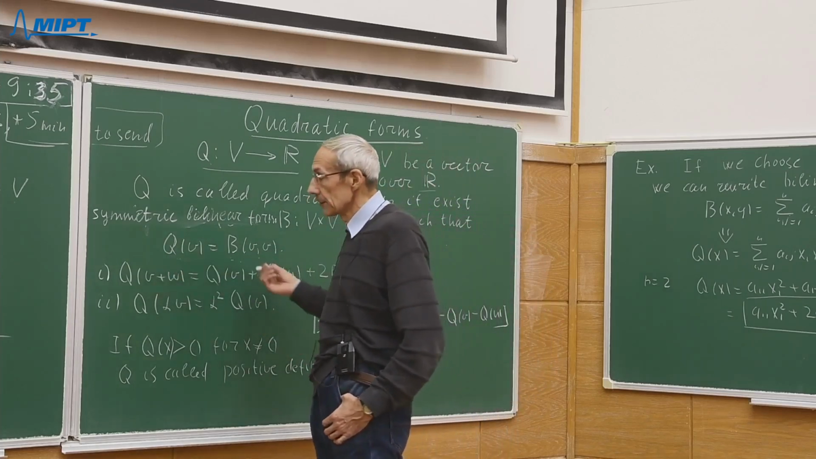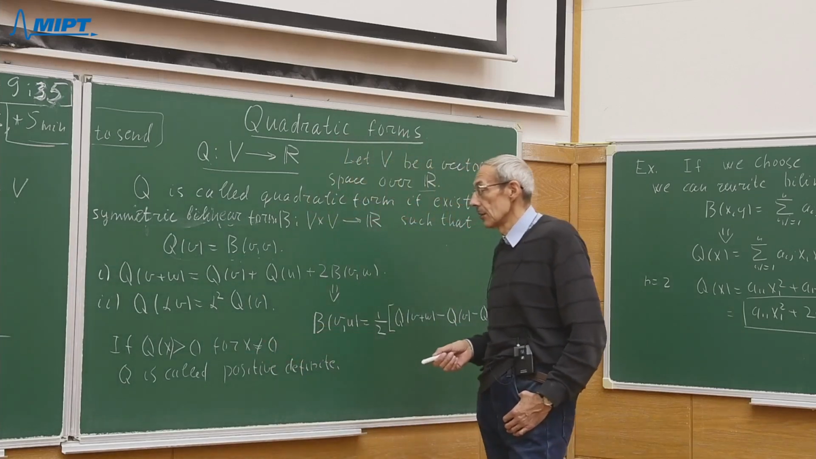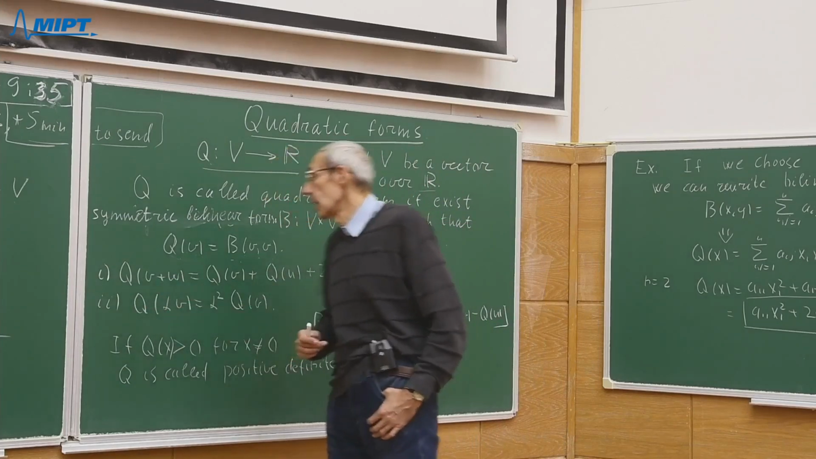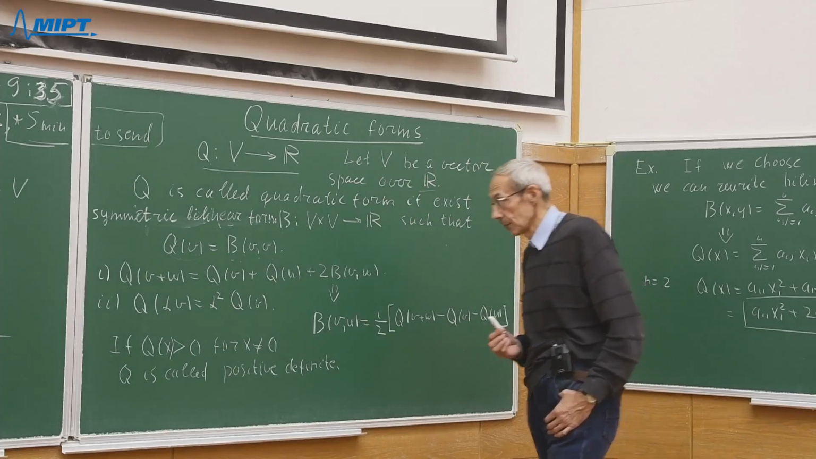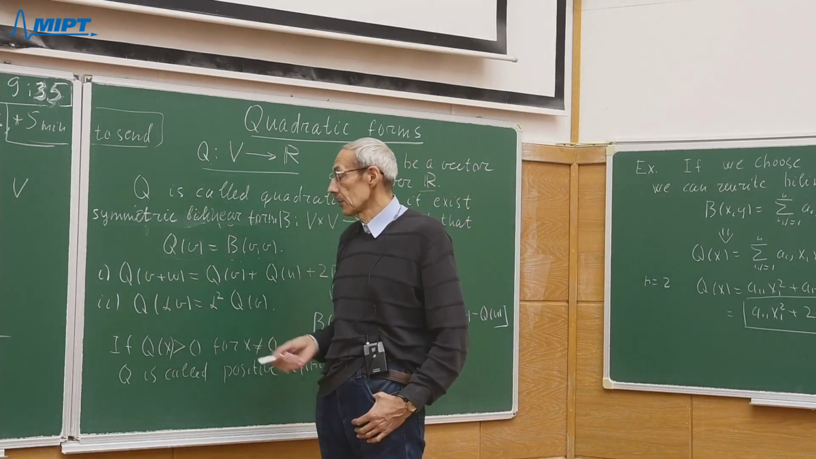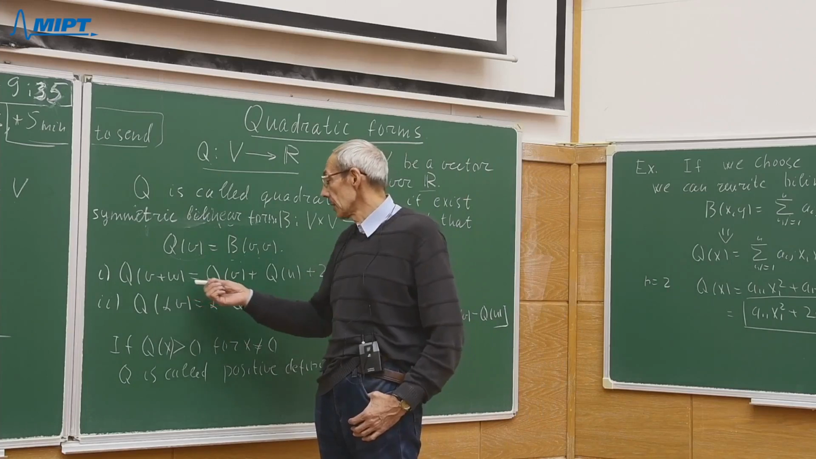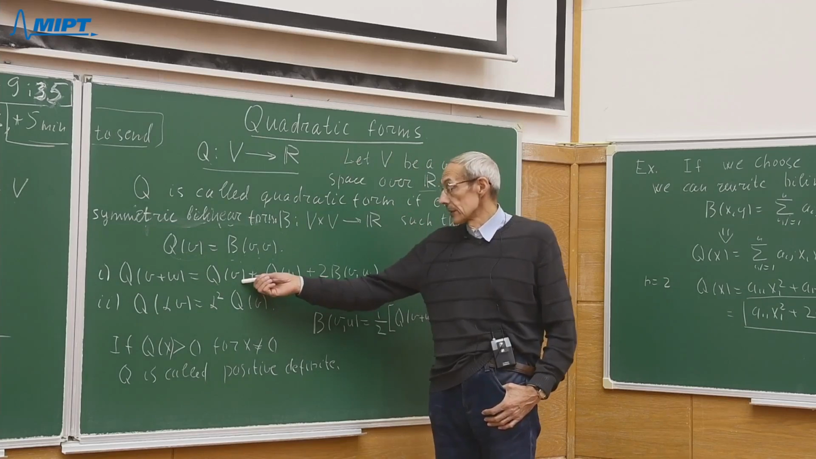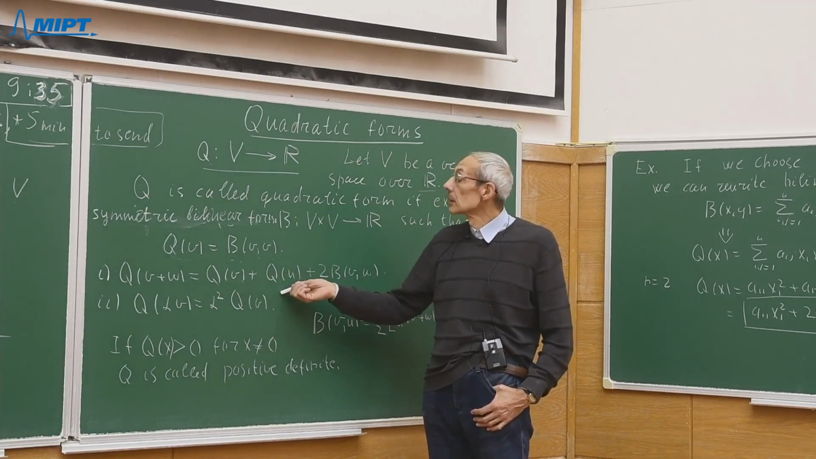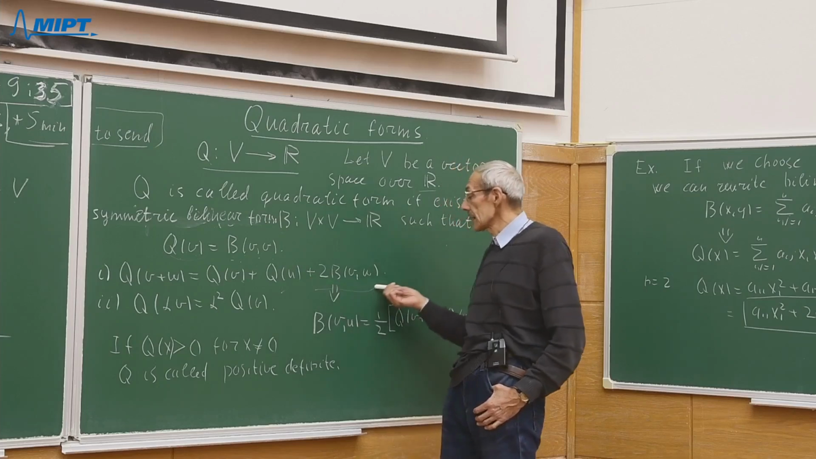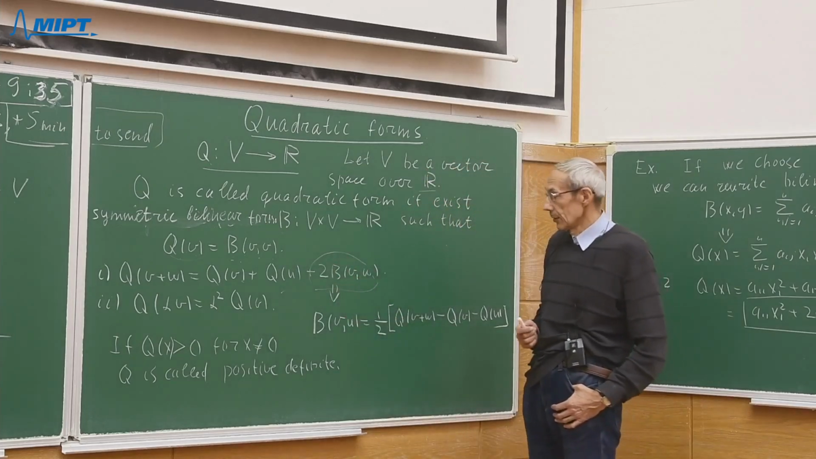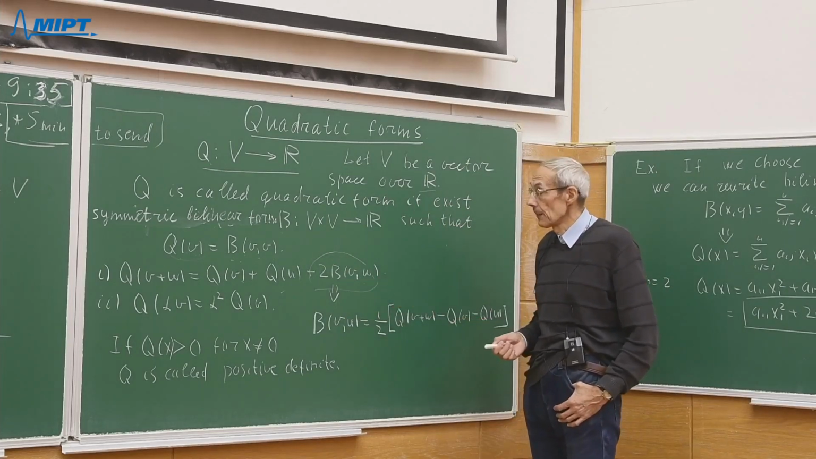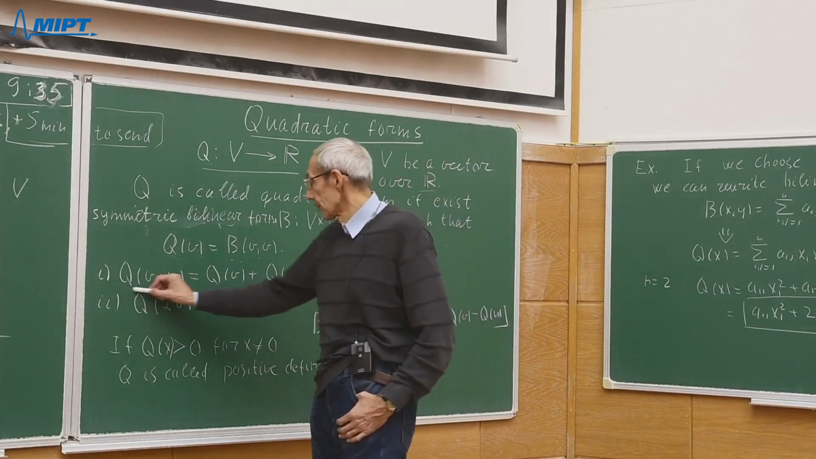From this definition and from the properties of the bilinear form follow the following properties of the quadratic form. First, the quadratic form of the sum of the vectors V plus W is equal to the sum of the values of the quadratic form Q on the vector V and on the vector W, plus twice the value of the symmetric bilinear form on the pair of vectors V and W.